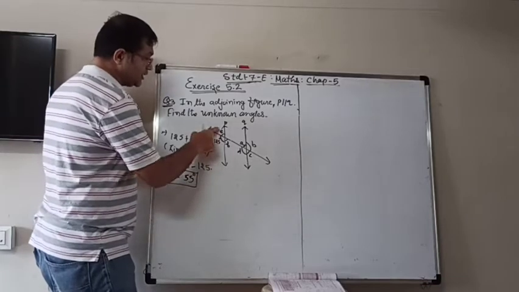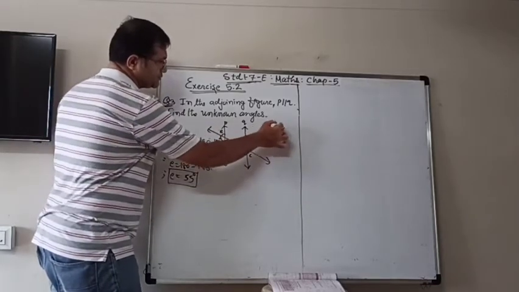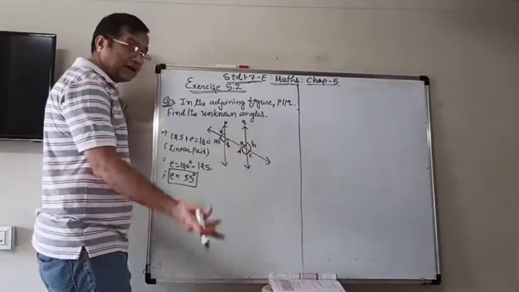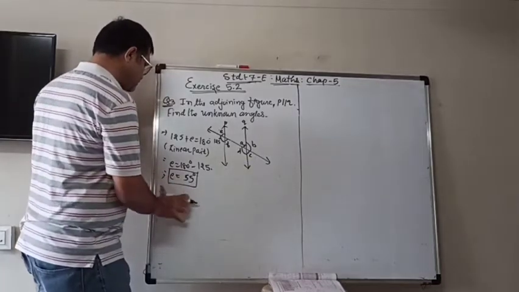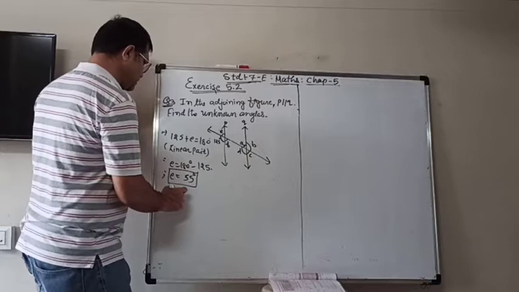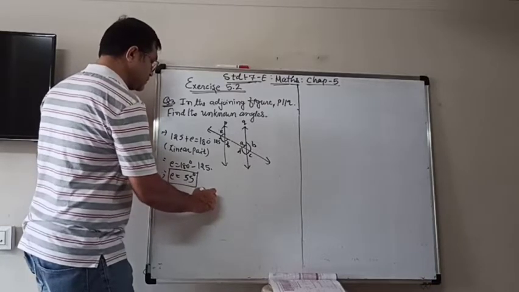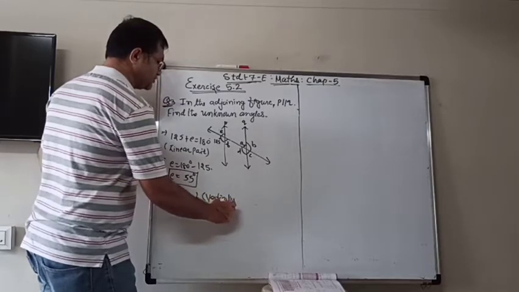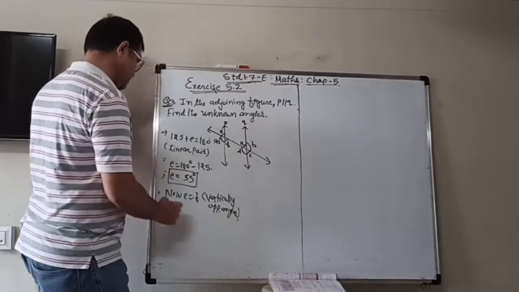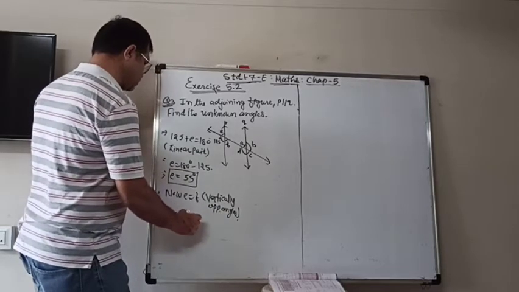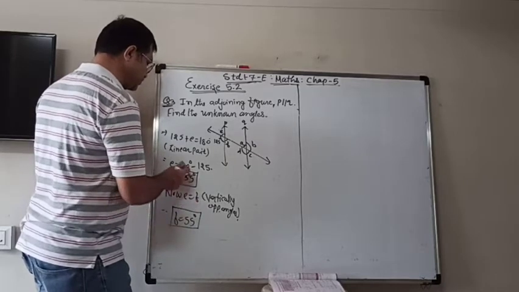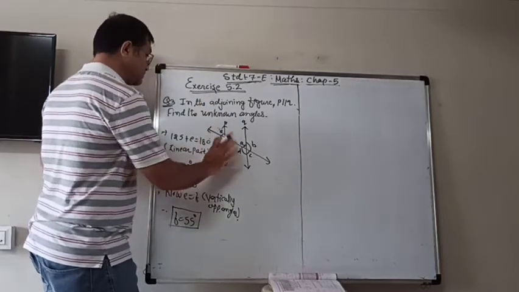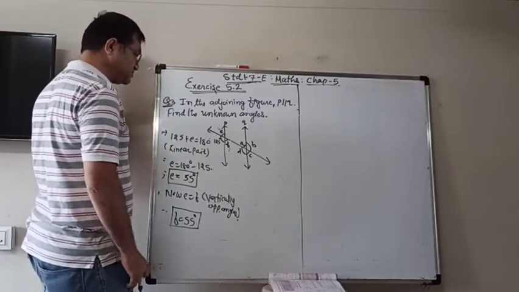Now we know that when the lines cross, those two angles are vertically opposite angles and they are always equal. So now E is equal to F. Why? Because they are vertically opposite angles. And therefore, the value of F is also 55 degrees, because E is equal to 55, E and F are equal. So we get E and F. Now we have to find A, B, C and D.